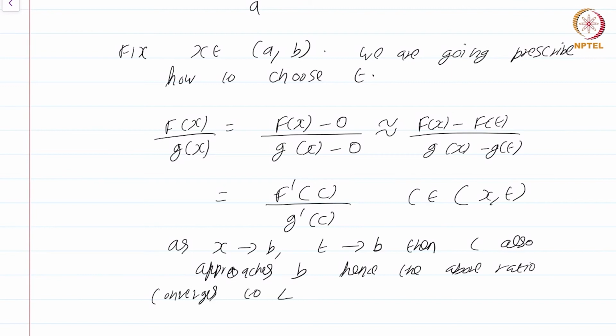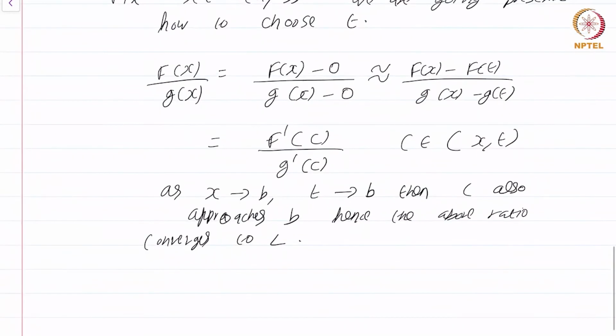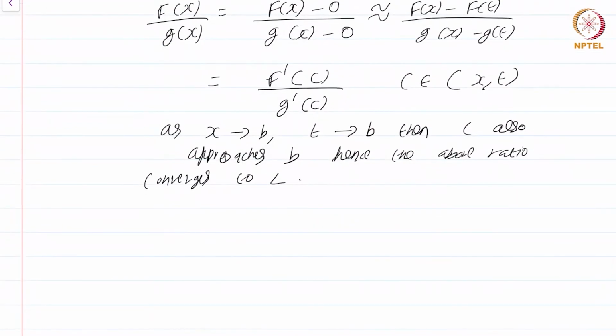Therefore, the original f(x)/g(x) also converges to L. Now, this is a very rough sketch that illustrates the idea behind the proof. This is a little bit too vague, so let's make it somewhat better and add some details. Okay, so we essentially get the idea of how to choose this t. You choose t very, very close to b so that this approximation becomes very close to an identity.